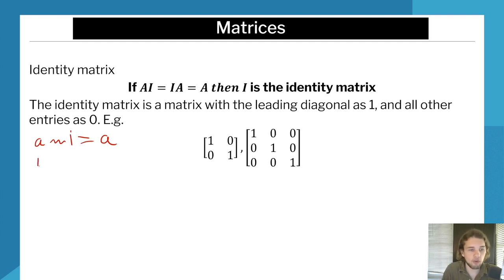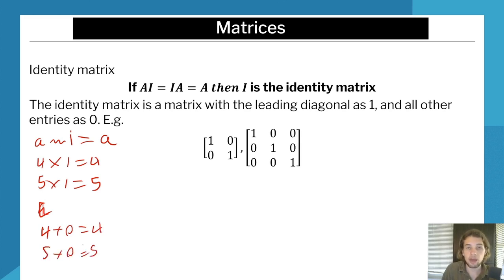Think about 4 times 1 equals 4, and 5 times 1 equals 5. No matter what you multiply by 1, it's the same number. Therefore, it's the identity value in multiplication. Now, 4 plus 0 equals 4, 5 plus 0 equals 5. Therefore, for addition, 0 is the identity.